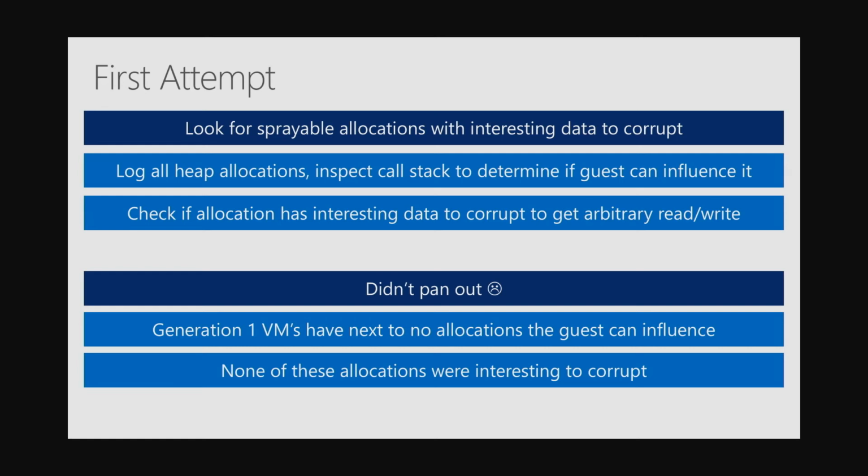And sadly for me, this did not work out, because as it turned out, the VM worker process, for a generation 1 virtual machine at least, has effectively no ability to spray allocations on the heap. Almost all of the allocations are made up front when the virtual machine turns on, and so it was just a dead end.